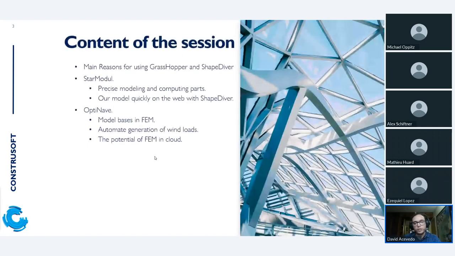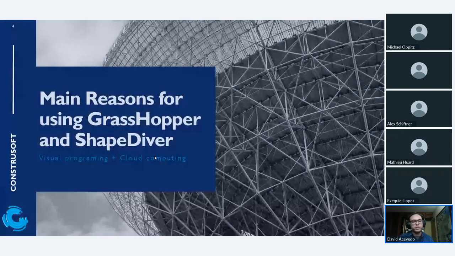We are going to talk about three parts in this session: the main reasons for using Grasshopper and ShapeDiver in our work, and the two tools that we developed in Grasshopper, Starmodul, a precise model and computing parts in Grasshopper, and Optinave, a finite element method in cloud computing. So we are going to start with the main reasons for using Grasshopper and ShapeDiver.